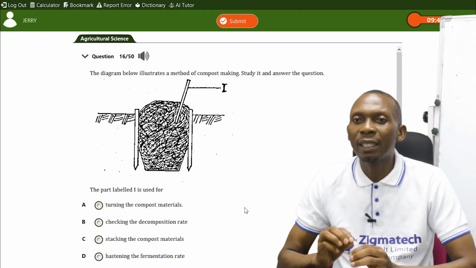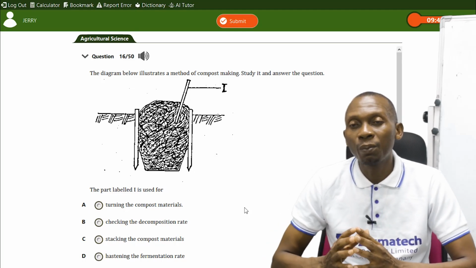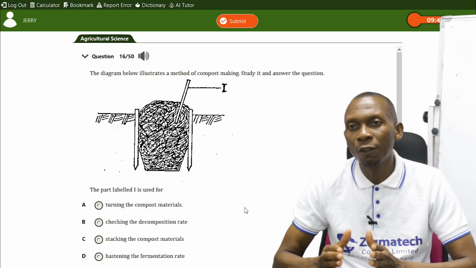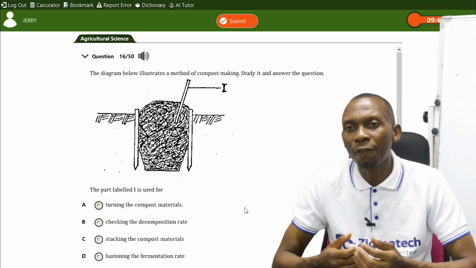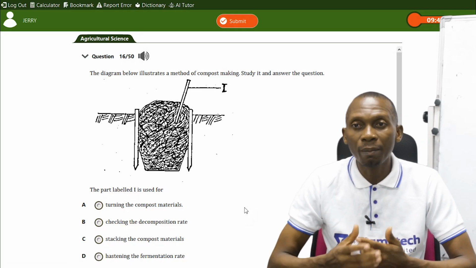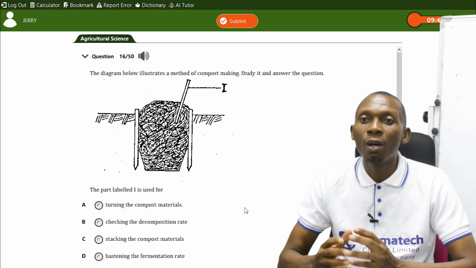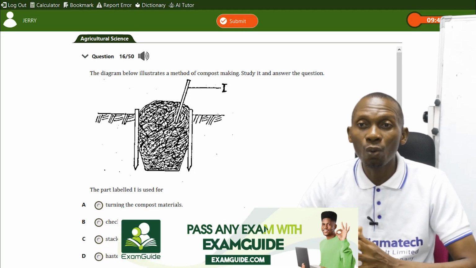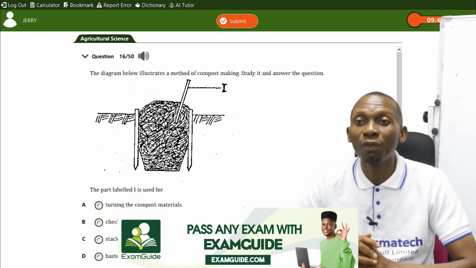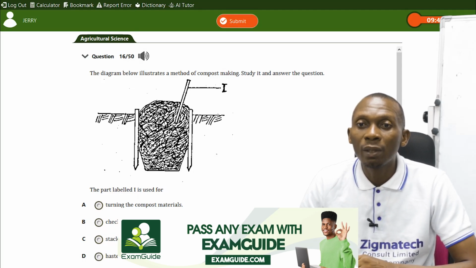So this stick that is put into the pit is called a tester, and it is put in the pit for about 4 to 5 days, then brought out and felt. If it is warm or hot, it shows that decomposition has taken place, and that means the process is successful. But once that stick is cold, it means the process has failed. So the purpose of this stick is to test.